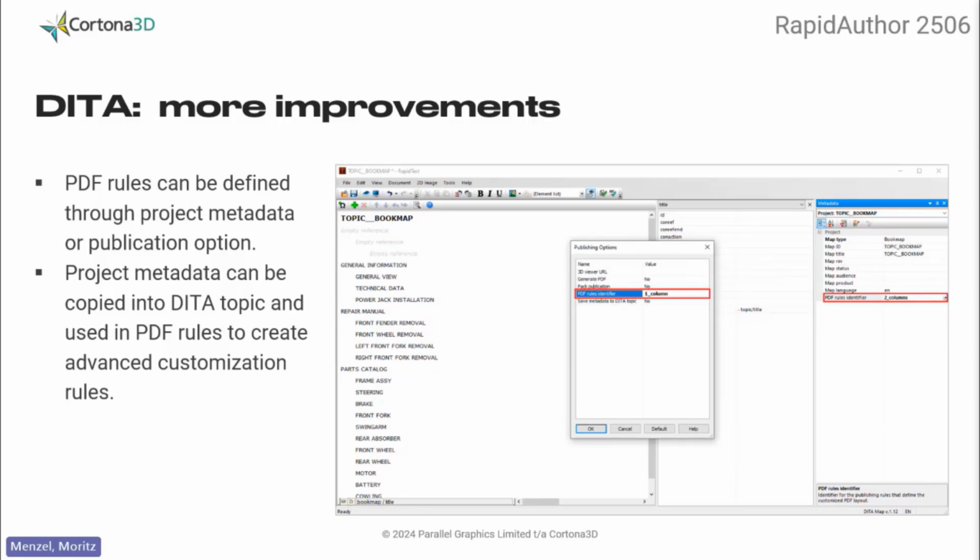Rules defined in the publication options are applicable to all projects of the current DITA specification. These have a lower priority. In this picture, we have defined 1 column in the publication options. So in our example, the project displayed here will be published as a 2-column PDF document, as the project metadata has priority.